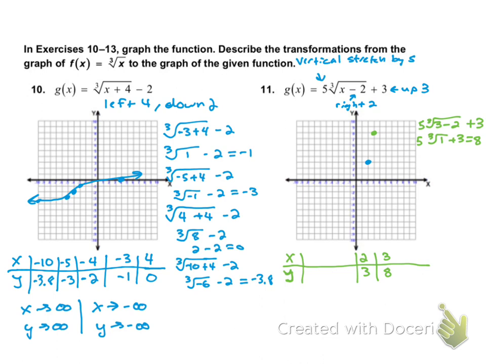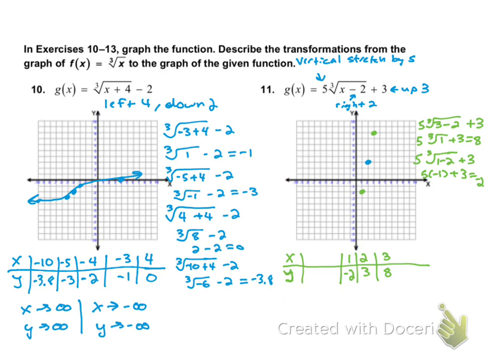Next I'm going to plug in 1. 5 times the cube root of 1 minus 2 plus 3. That's going to be 5 times negative 1 plus 3. So that will give me negative 2.